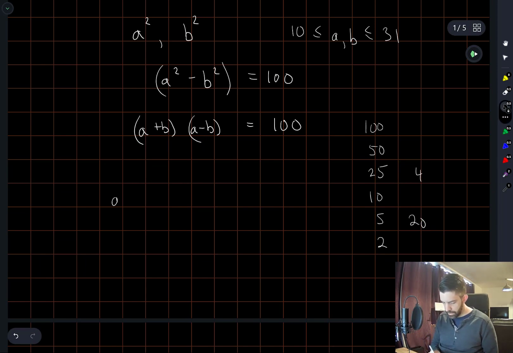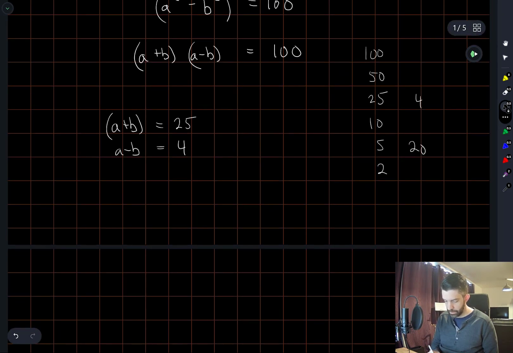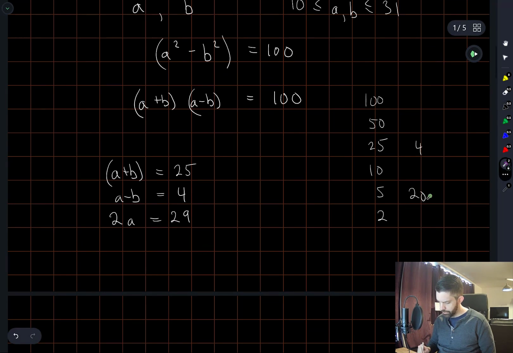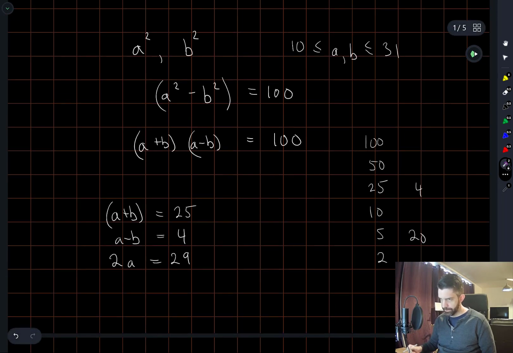So let's go a plus b is equal to 25 and a minus b is equal to 4 and see if we can get something here. Let's add the equations together. So 2a is equal to, okay, this immediately breaks. 2a is equal to 29. So that doesn't have an integer solution for a. And the same thing would happen if we used 20 and 5. So am I missing something? I'm going to take a quick look at this hint that they give.